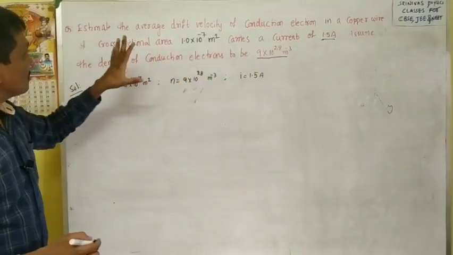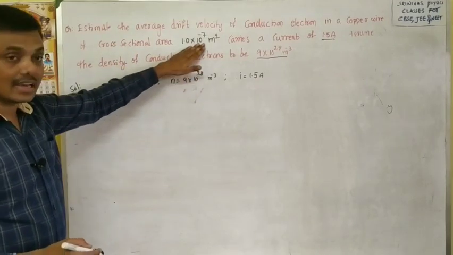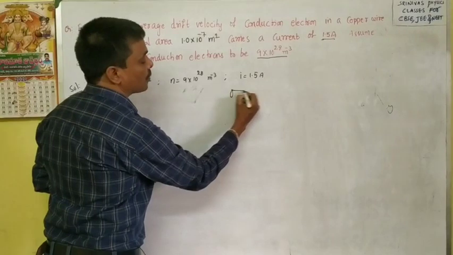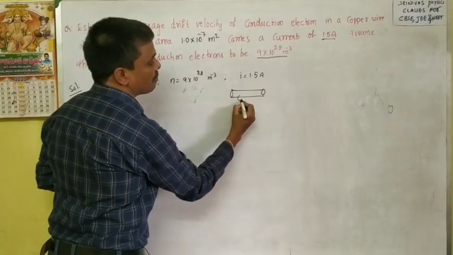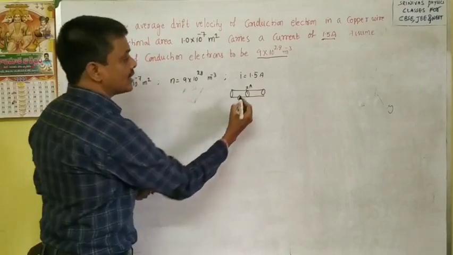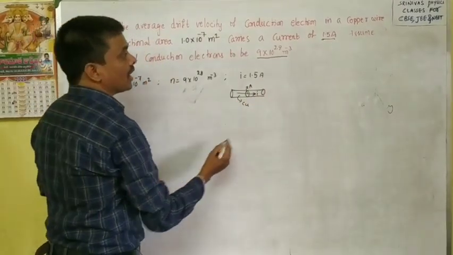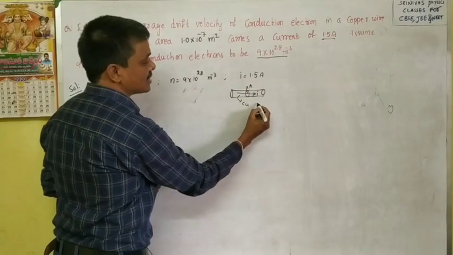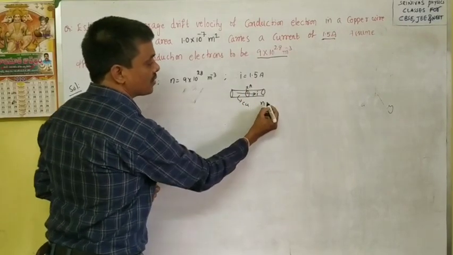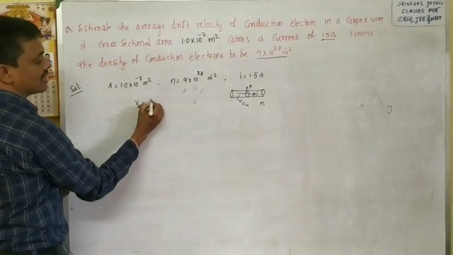That means in a copper wire, the cross-section area is given. This is a copper wire. Its area of cross-section they give. In this, how much current flows, that they give, current I. And also they give the number density. Number density means number of electrons per unit volume. What are they asking us to find? The average drift velocity of the electron.